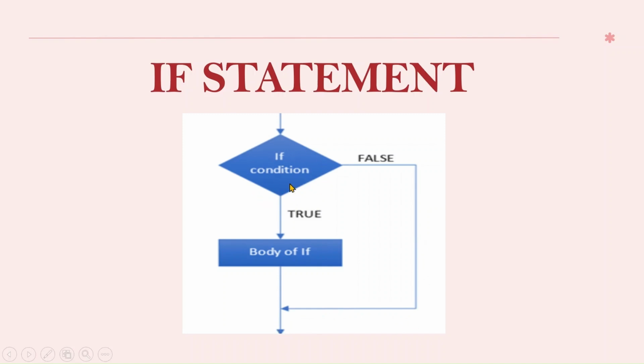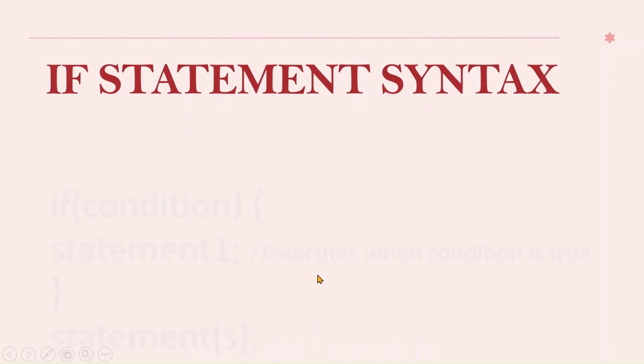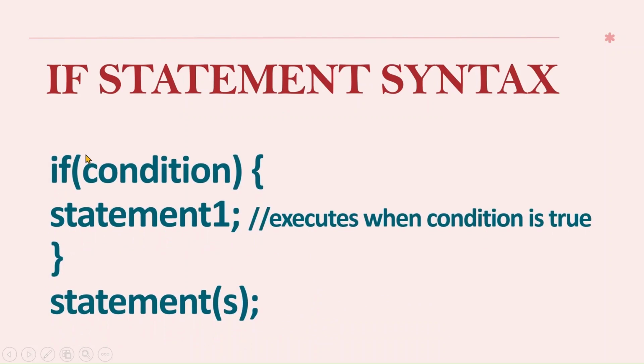So here the condition may be like A is greater than B or A is equal to some value. So if the condition is true only, it is going to work. If it is false, we execute outside the if statement. If we see the syntax of this, we have the if keyword, and here we are writing the conditions, such as A greater than B or A equal to B, where we use the relational operators to check the condition.